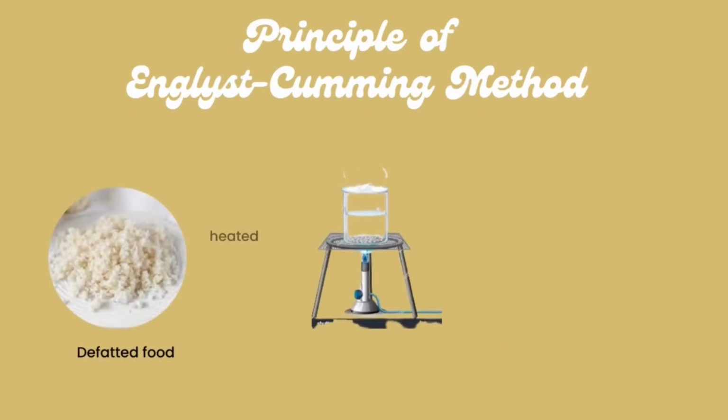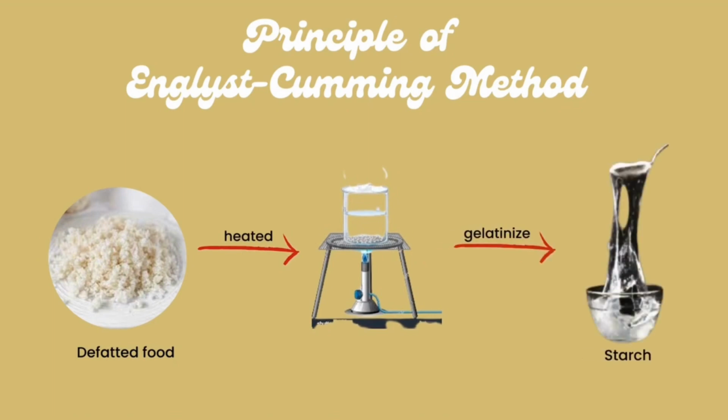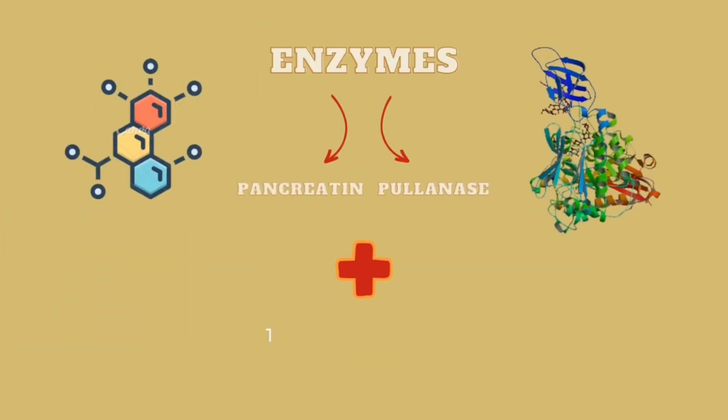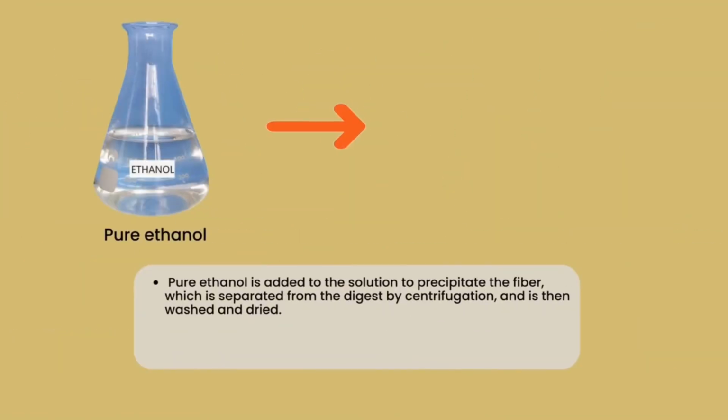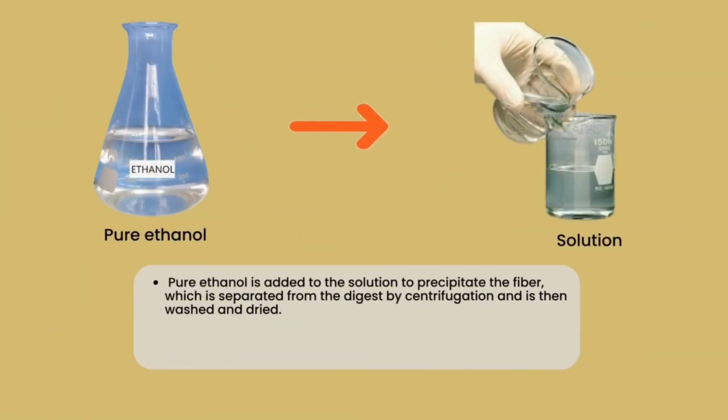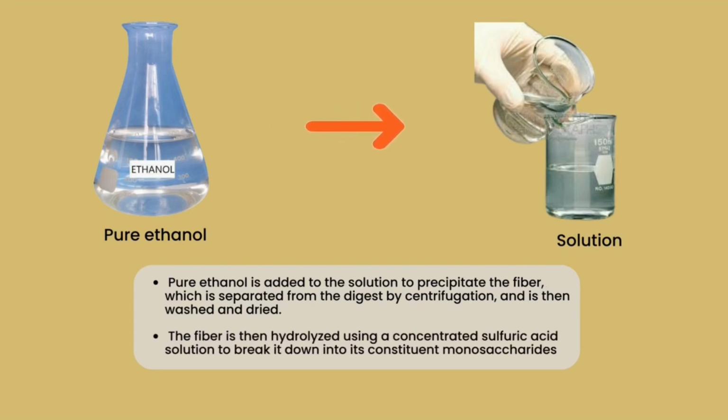Next, we look at the principle of the Englyst method. A defatted food sample is heated in water to gelatinize the starch. Enzymes are then added to digest the starch and proteins. Pure ethanol is added to the solution to precipitate the fiber, which is separated from the digest by centrifugation and is then washed and dried. The fiber is then hydrolyzed using a concentrated sulfuric acid solution to break it down into its constituent monosaccharides.